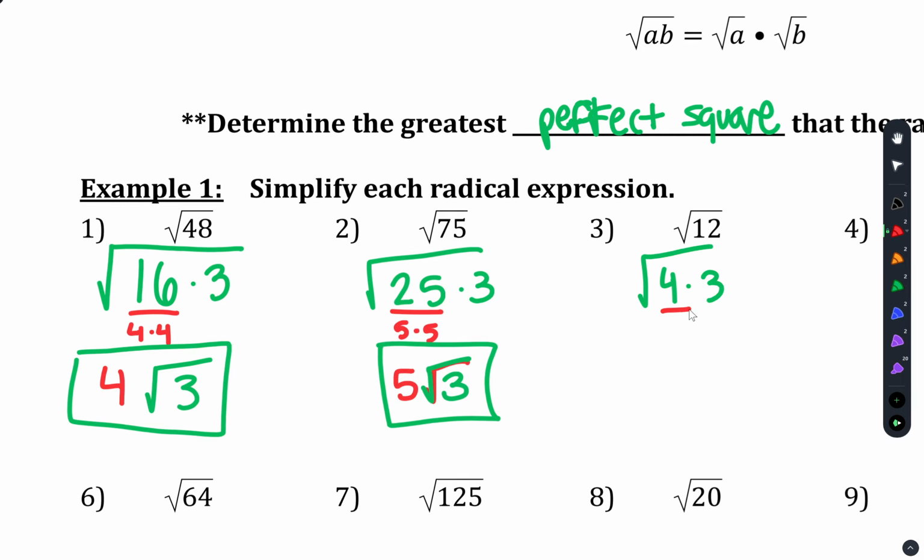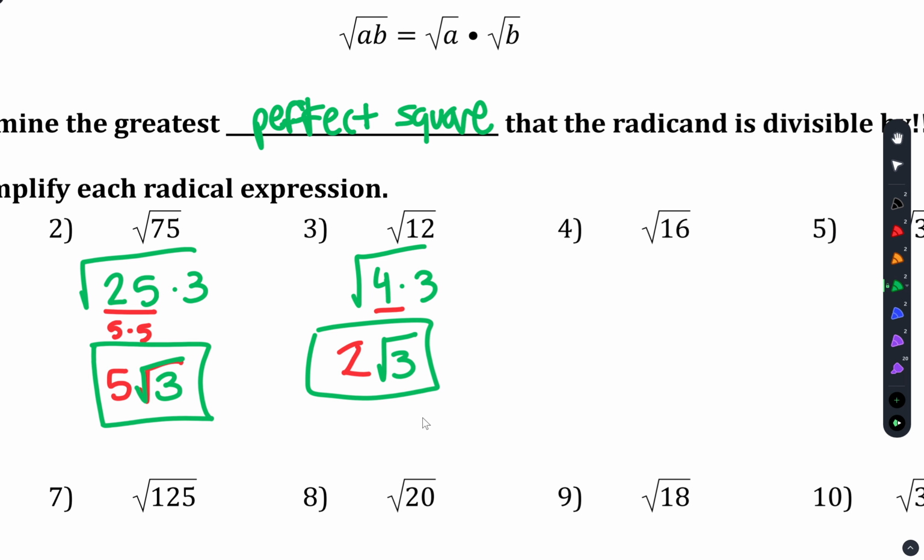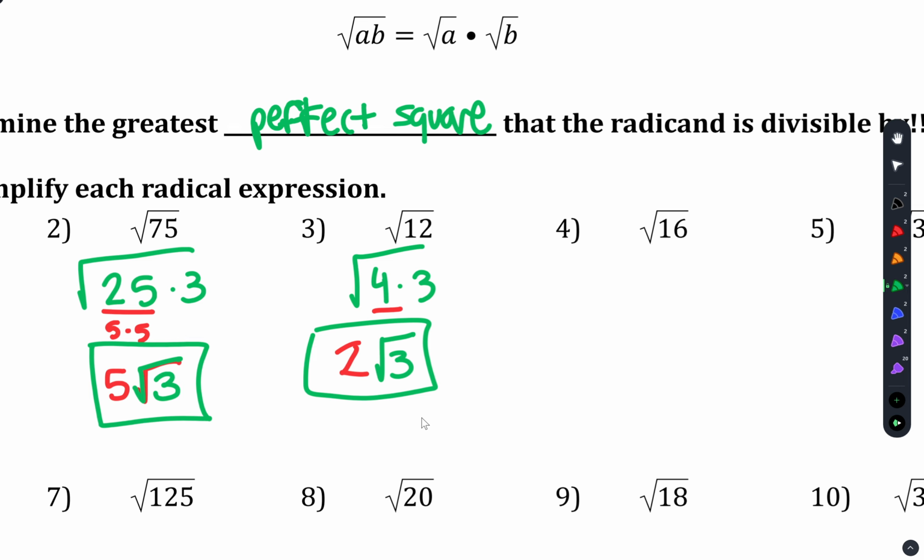So 4 is going to become, on the outside, 2. And then we have a radical 3 left on the inside. Good? Okay, what happens in something like number 4? What's the largest perfect square we can take out of 16? 16 is the largest perfect square.